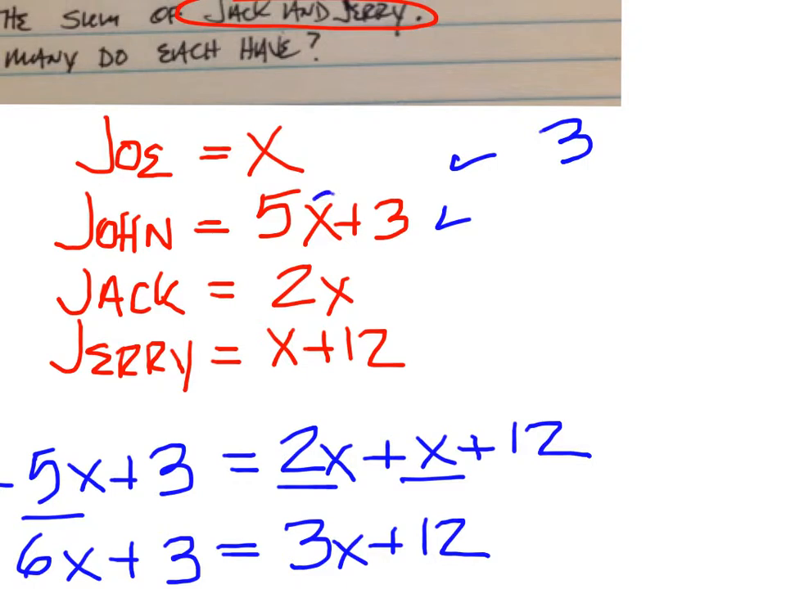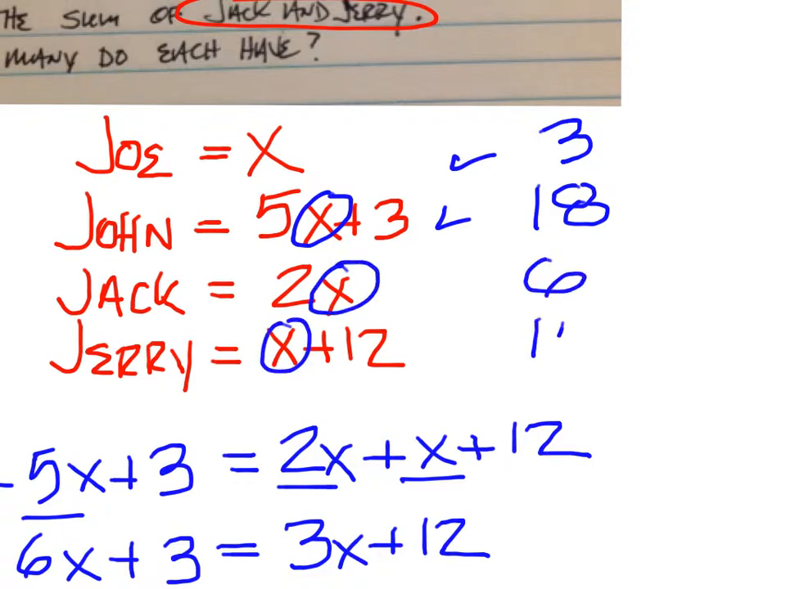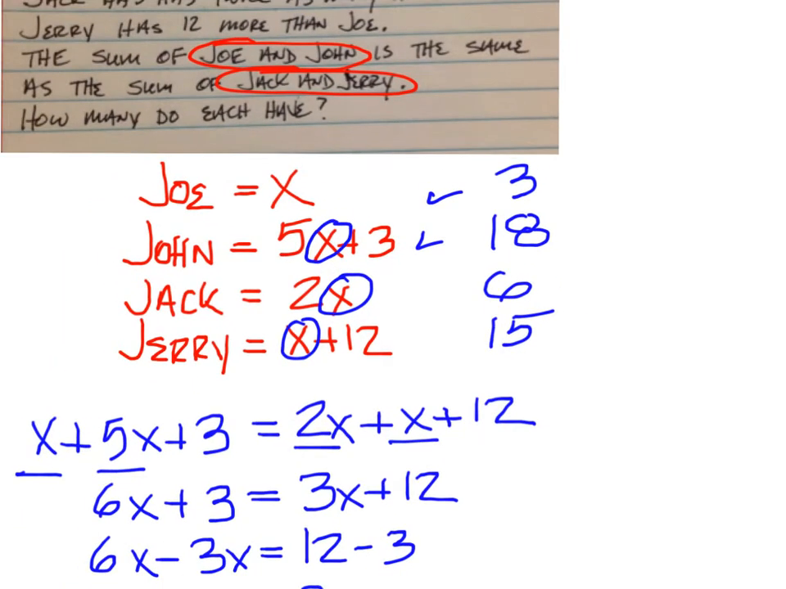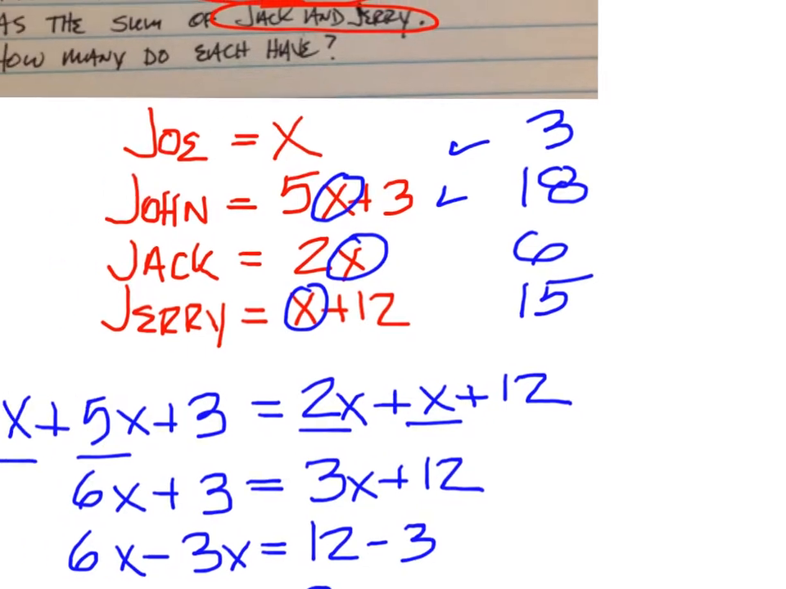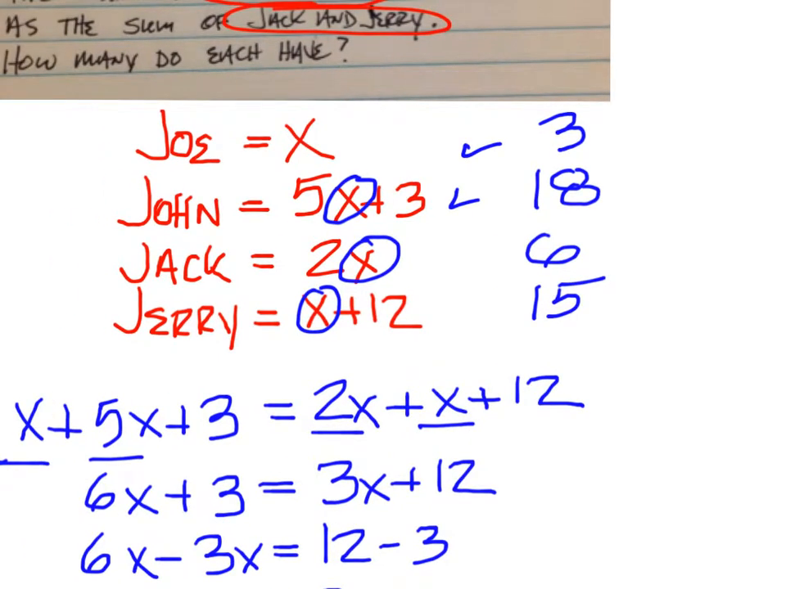If I put a 3 in here for x, 3 times 5 is 15 plus 3 is 18. If I put a 3 in here, I'll get a 6, and a 3 there will give me a 15. How many do each have? And we've answered it. 3, 18, 6, and 15.